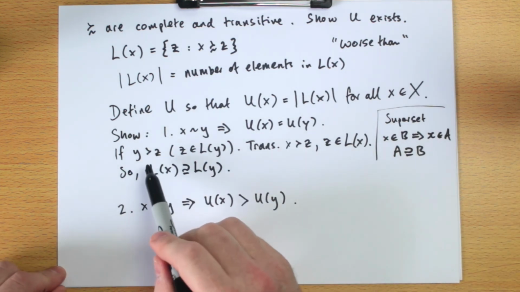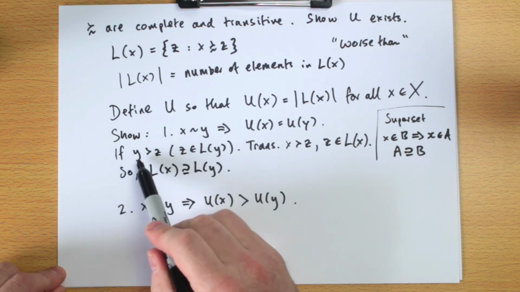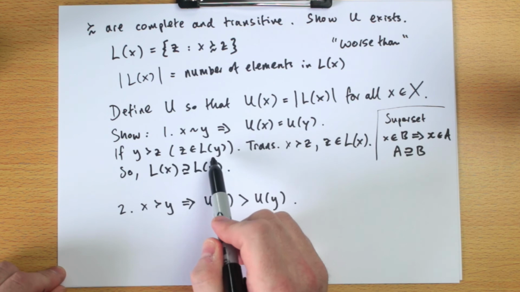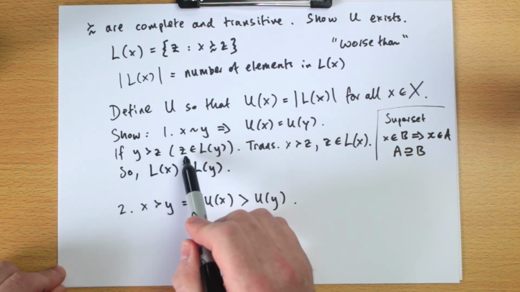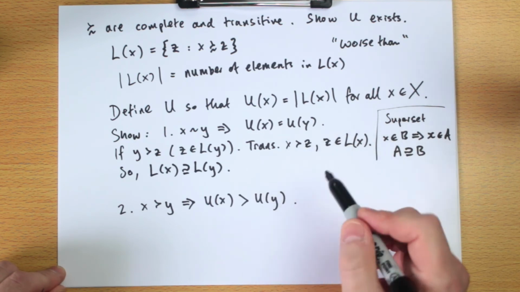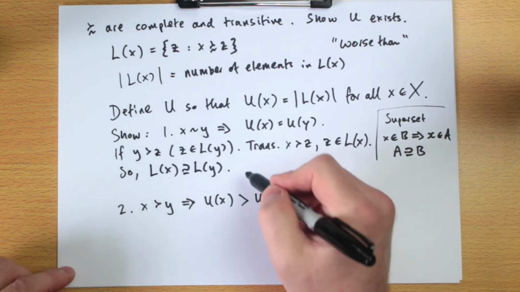And then just notice that if I had said x is better than z here, so z belongs to Lx, transitivity would be exactly the same. y is then preferred to z. So I could make the same argument again.